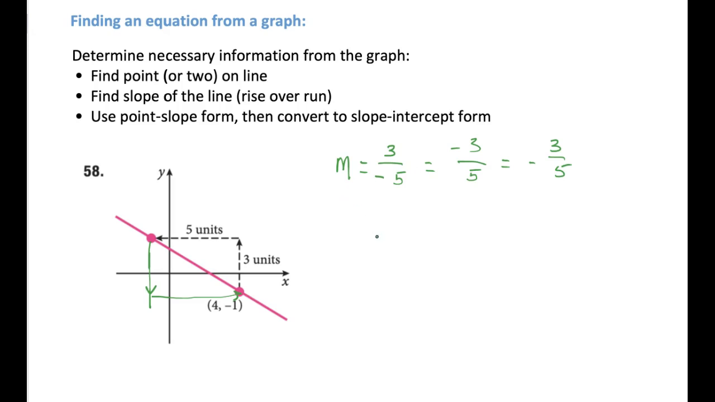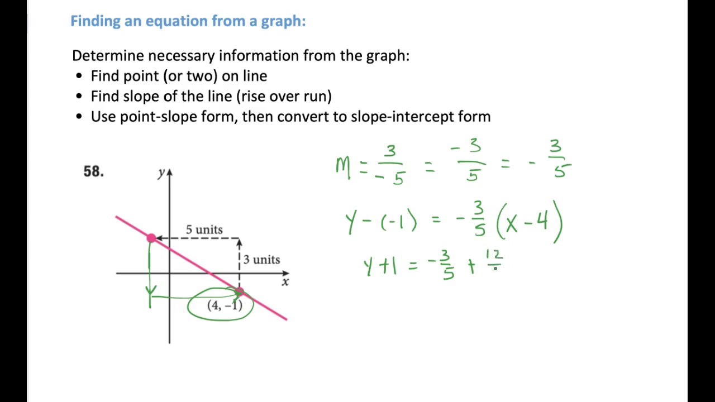And then we're going to use the point slope form. So y minus y1. Our point is 4, negative 1 right here. So y minus y1 is y minus negative 1 equals the slope, which is negative 3/5, times x minus x1, which is 4 from the point. And you just need to convert this to slope-intercept form. So we're going to have y plus 1 equals negative 3/5 times x minus 4, and we're going to take those two multiplied together and we're going to get plus 12/5.